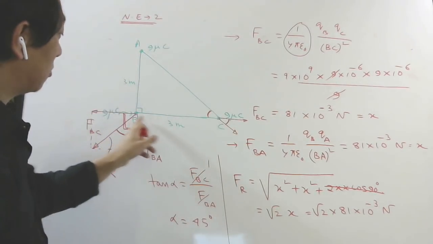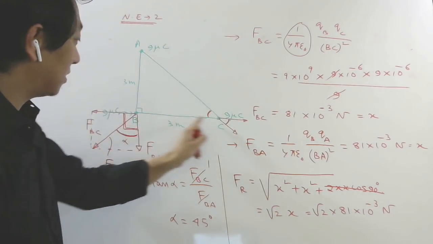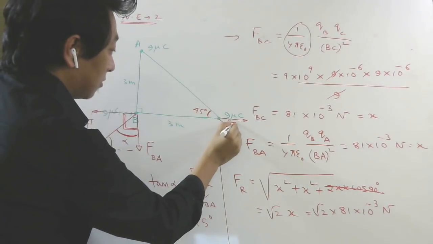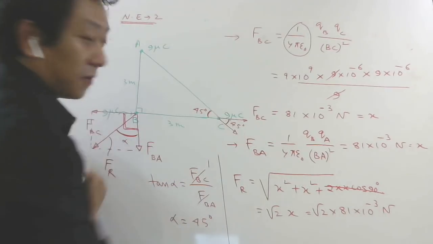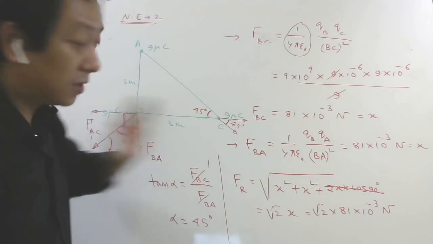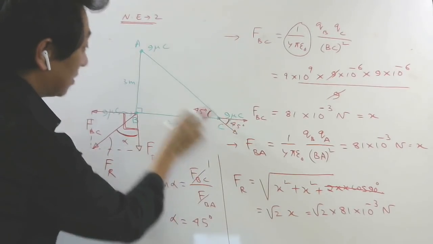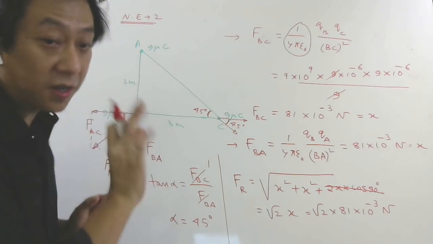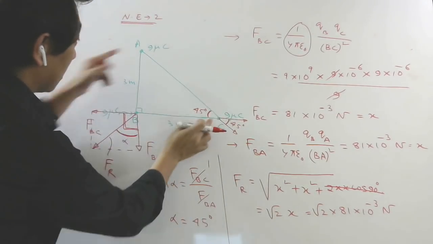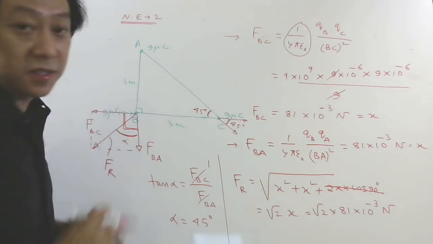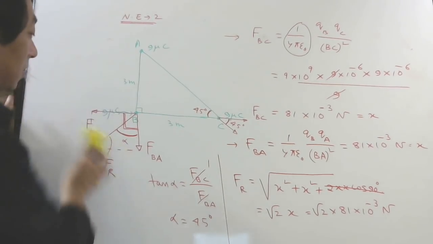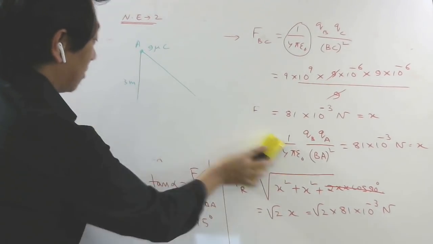And you know, since opposite side and adjacent side are the same, this must be 45 degrees. So this will also be 45 degrees. But you need to calculate these two forces separately, because now the force on C by A will be different from the force on C by B, because this distance is different from this distance. Try to do that part yourself and let me know whether you can find the answer or not.